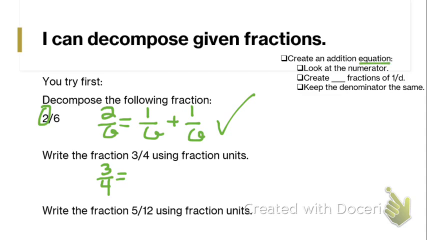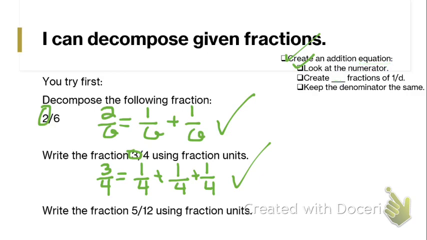And then I'm going to look at the numerator. The numerator is 3, so I know I need to create 3 unit fractions where a unit fraction has a 1 as the numerator and the denominator stays the same. And again, I need 3 of these because that's what the numerator tells me. And then I need some plus signs. So I have 1/4 plus 1/4 plus 1/4 equals 3/4. And that is true. 1/4 plus 1/4 equals 2/4 plus 1 more does equal 3/4. So I am correct. Okay?